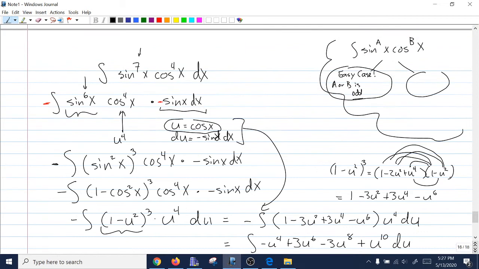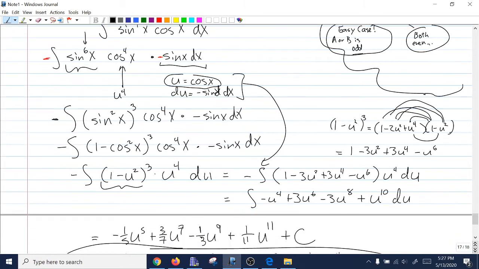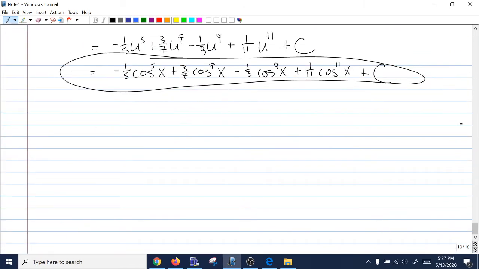If they're both even, you're going to have to do what's called a power reducing formula. The simplest version of this is how do you integrate sine squared x? Or how do you integrate cosine squared x?